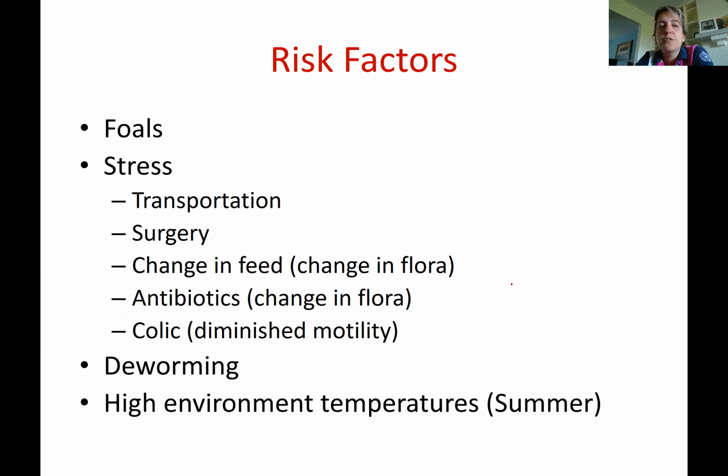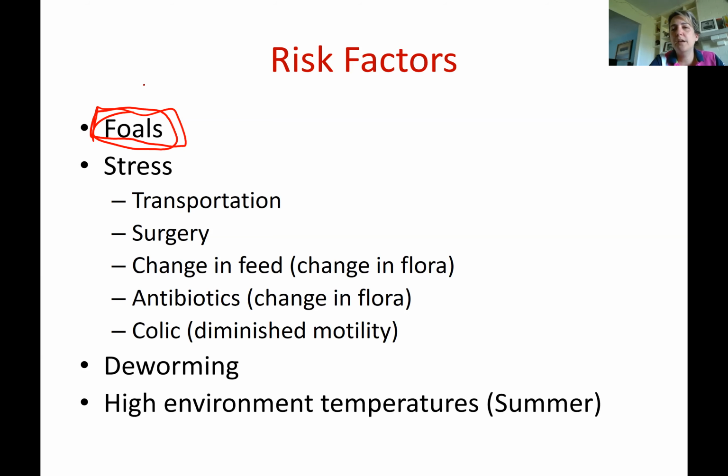What are the risk factors for this disease? Foals, anything diarrhea-wise, foals are incredible and they get a lot of things. Stress, so transportation causes stress to horses. There is ample research that shows that putting a horse in a trailer and taking them to a show and just traveling with them, even if you just put them on a trailer, travel and then come back home, can lead to gastric ulceration. So that means that the horse has had a lot of stress during the transportation.